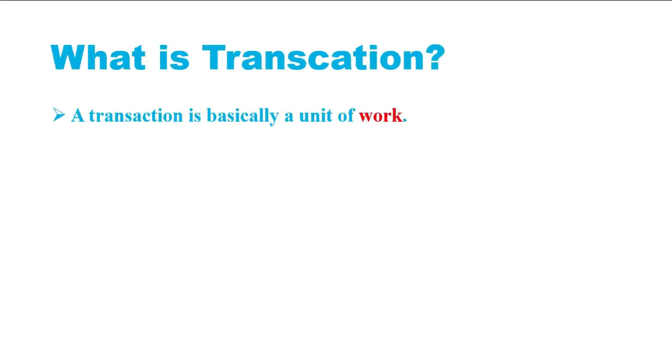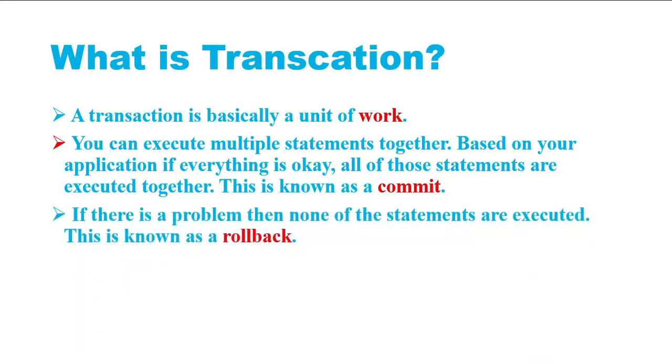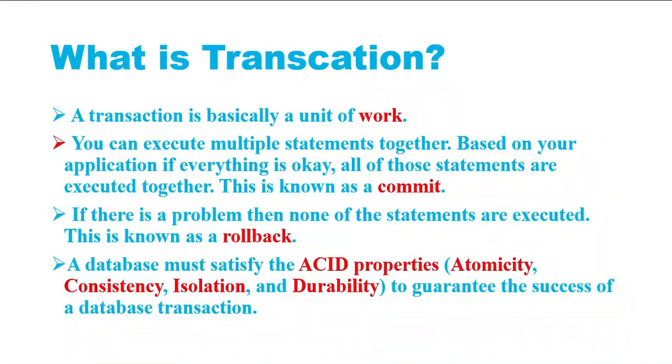All right, so what is a transaction? A transaction is basically a unit of work. To keep it simple, a transaction is a set of SQL operations that need to be executed successfully or not at all. You can execute multiple statements together based on your application. If everything is okay, all of these statements are executed together. This is known as a commit. And if there is a problem, then none of the statements are executed. This is known as rollback. A database must satisfy the ACID properties to guarantee the success of a transaction. That is a database transaction.